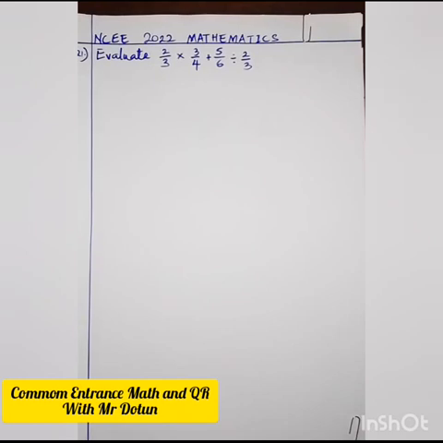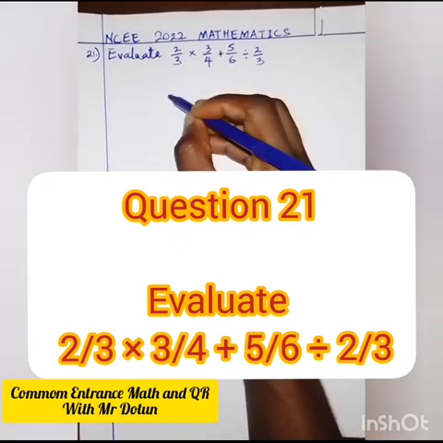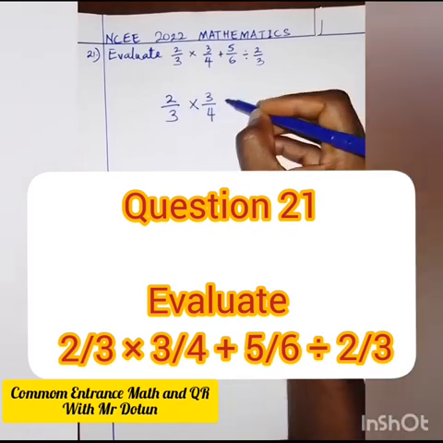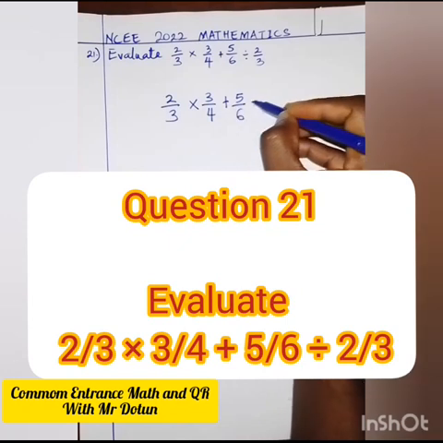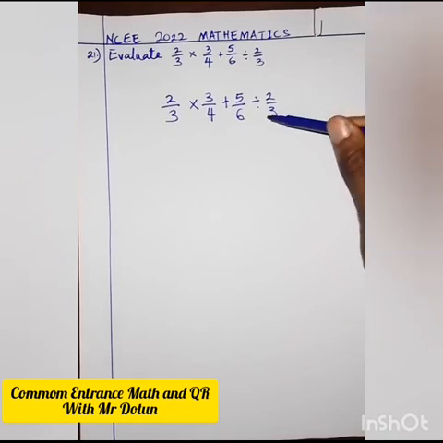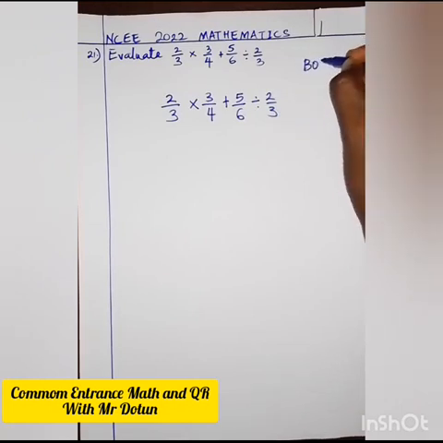We are still on the 2022 Mathematics Past Question. This is number 21. Evaluate 2 over 3 times 3 over 4 plus 5 over 6 divided by 2 over 3. Remember, you have more than one operation here, more than one sign, so you must follow your order of operation.